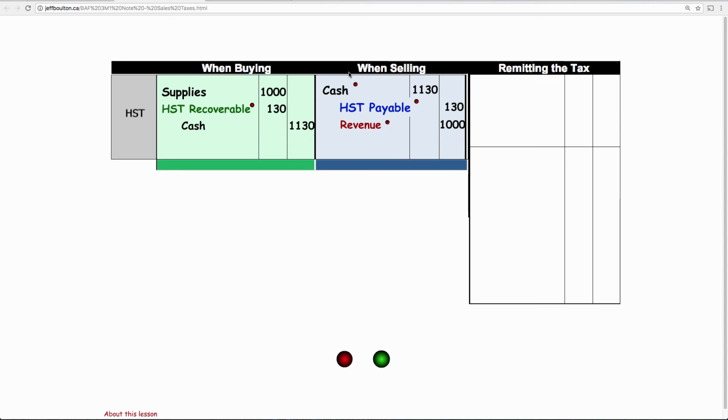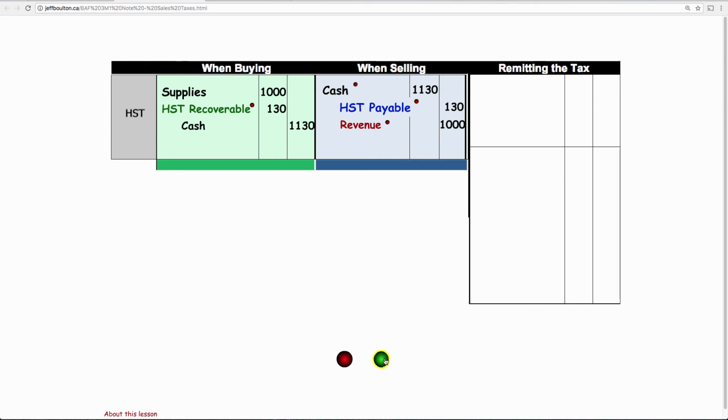Likewise, when you have a revenue related transaction, you will use HST payable, either to record the revenue, or if the customer returns something and you're giving a refund and you're undoing the revenue, you're still going to use payable. You have to reverse the payable. You'll be debiting the payable, but you still use payable when you have a revenue-related transaction. Okay, so remitting the tax.